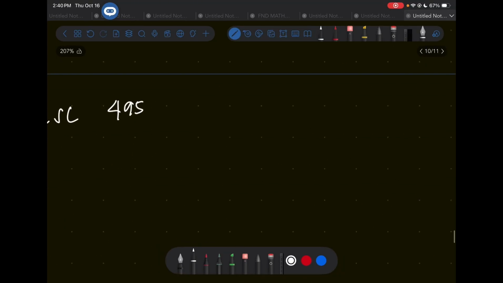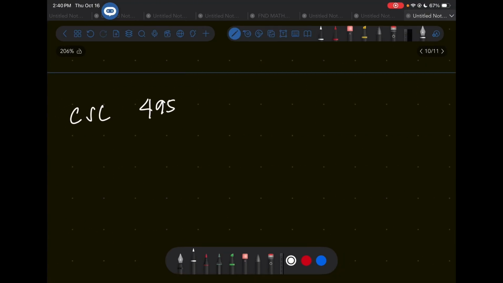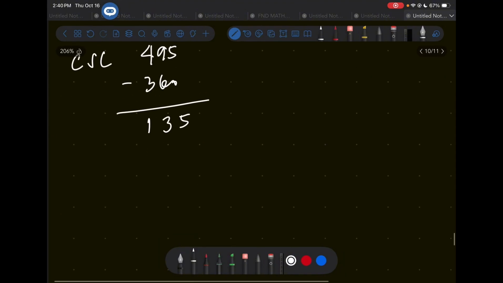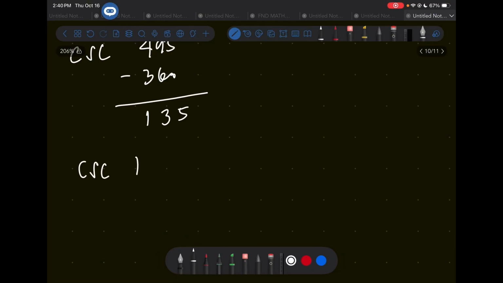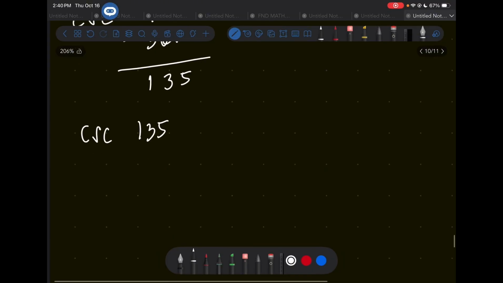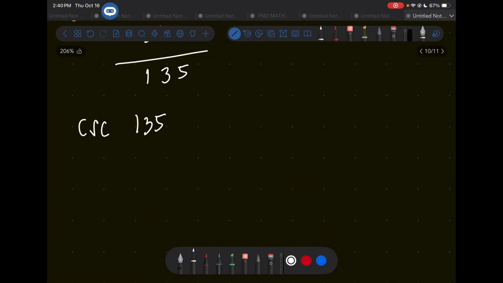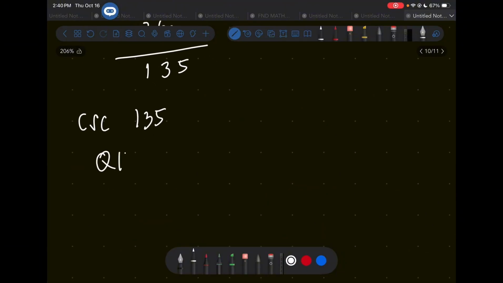So first, what we could do is get a coterminal angle, since it's greater than 360. It's greater than 360. So now, subtract 360. We're gonna have 135. So cosecant 135. Now, we need to get the reference angle. Since it is in quadrant 2, it's going to be 180 minus 135, or in short, 45.